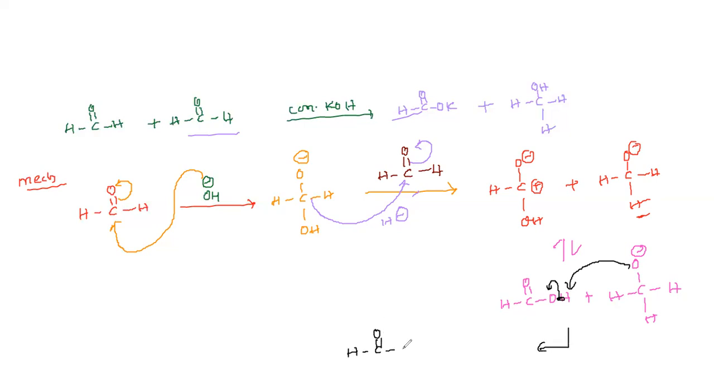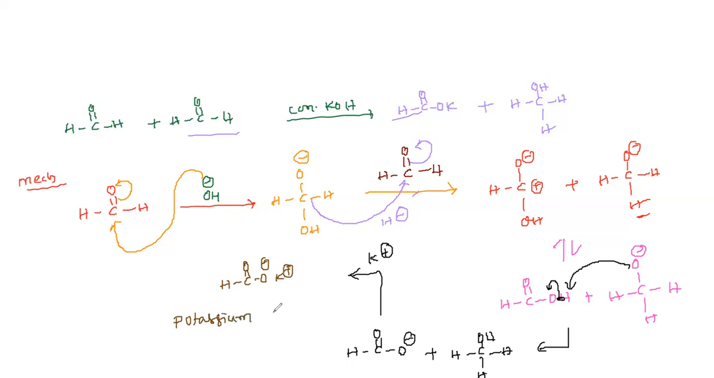So here C double bond O minus, then HCOH. Again, this carboxylate ion reacts with potassium. Why are we taking potassium hydroxide? Because we take potassium, it forms the potassium salt of carboxylic acid, O minus K plus. This we call the potassium salt of formic acid.